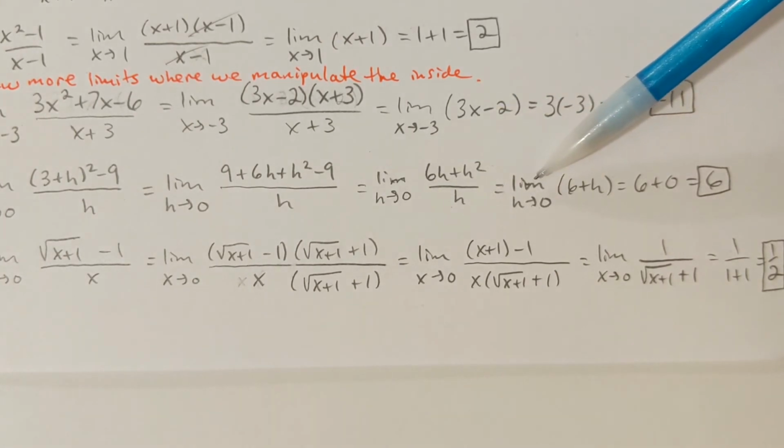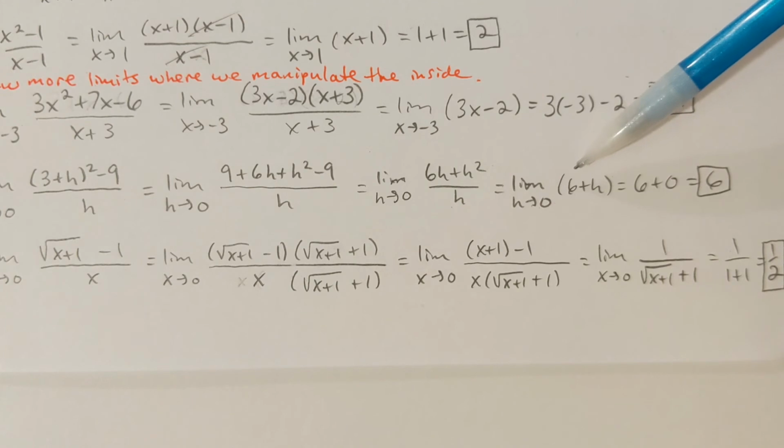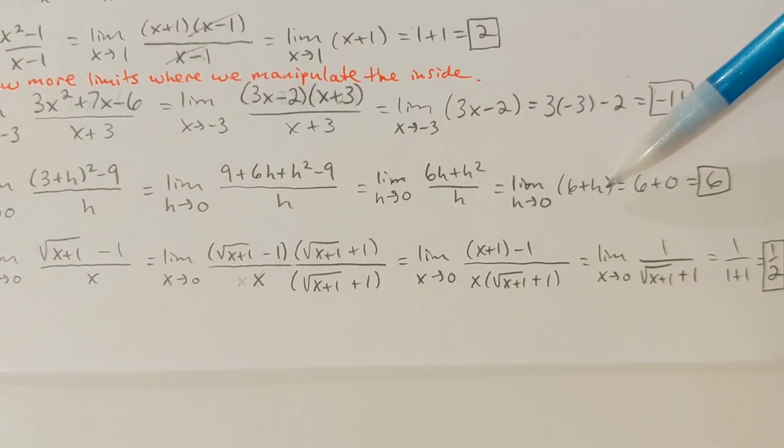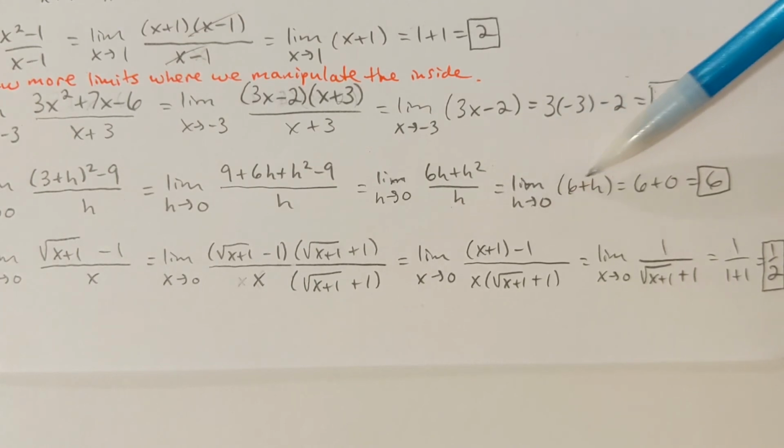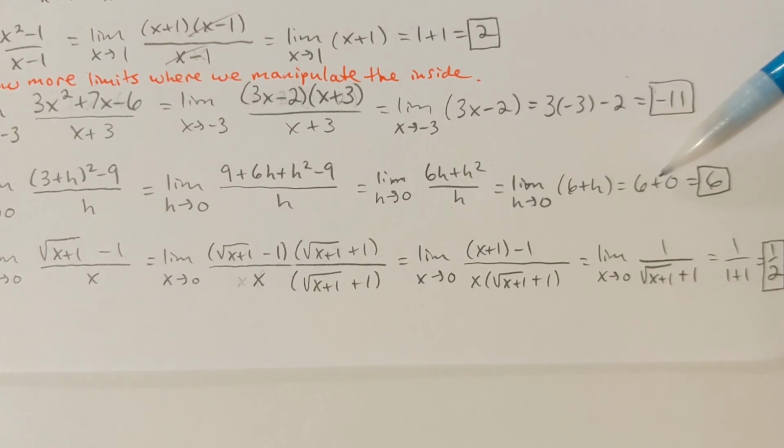And so now I'm looking at the limit as h approaches 0 of 6 plus h. Well, now there's no problem with directly substituting in 0, and so I'm going to do that. The answer is 6.